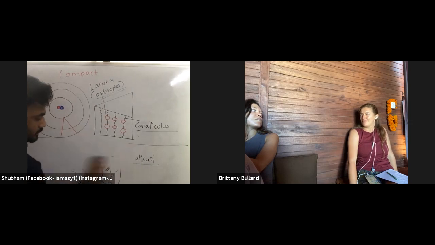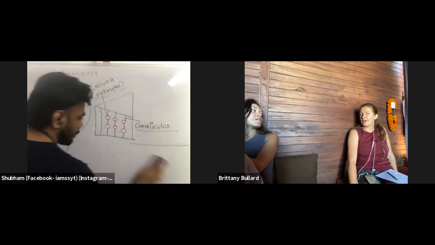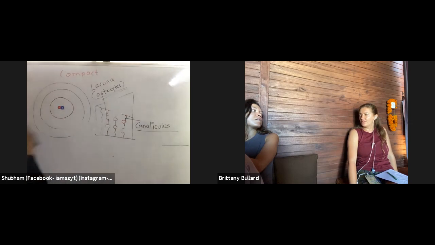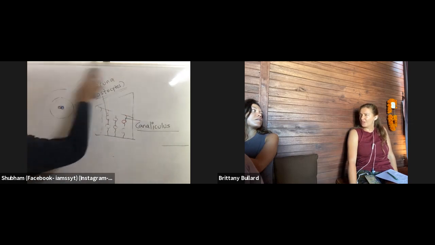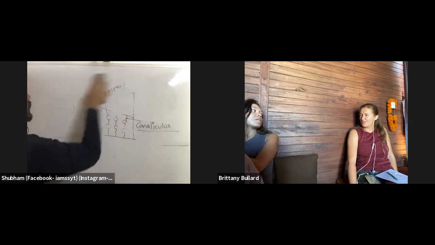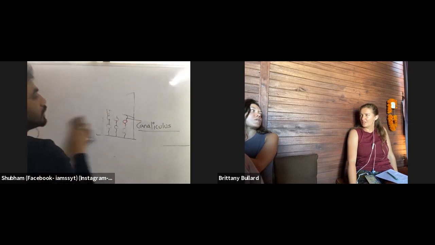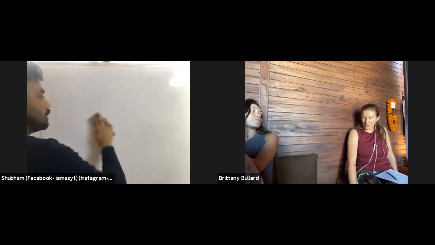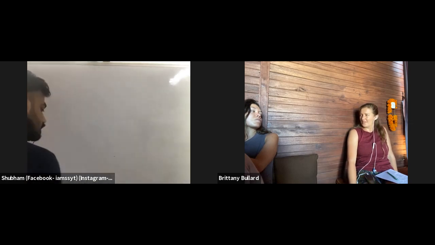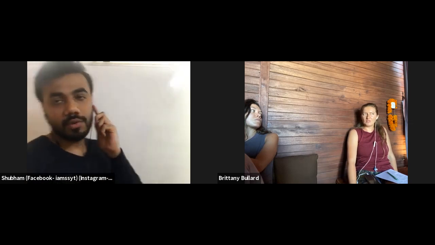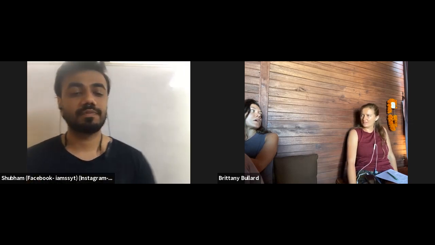Now, we have studied the names, the location, the structure, the microstructure as well of all the bones, actually, from the 206 number of bones.